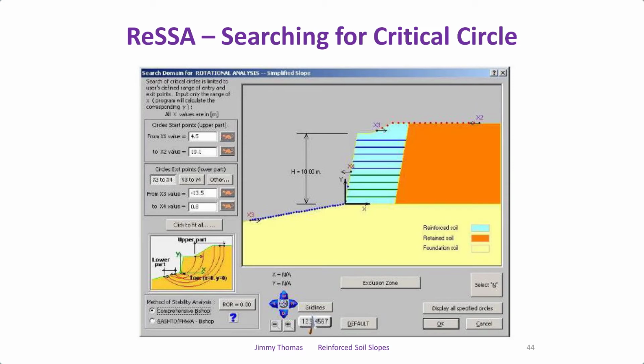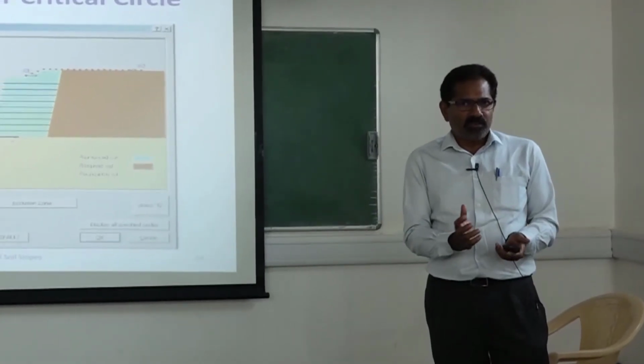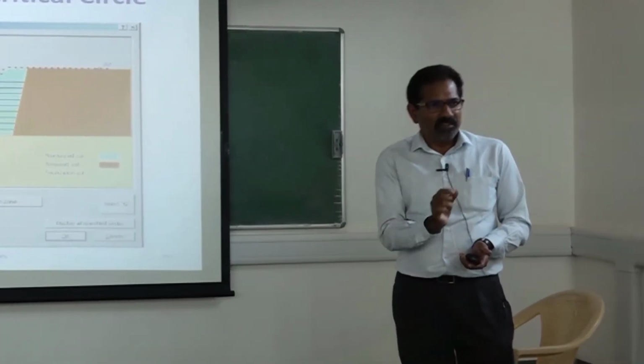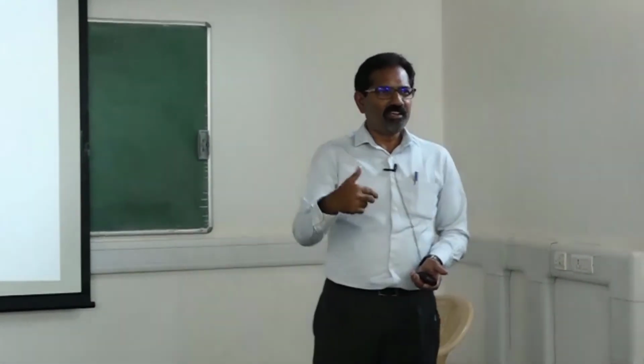Then again, it gives a search pattern, where we can specify the starting point of the circle and the ending point of the circle. Then from here to here, we can specify any number, and it goes on taking the analysis. This part is important: suppose it's a complicated geometry, then specifying the search pattern matters. Sometimes you give one pattern and get a particular factor of safety. You give a different search pattern and you find you are getting a lower one. So we have to spend a little bit of time on this.